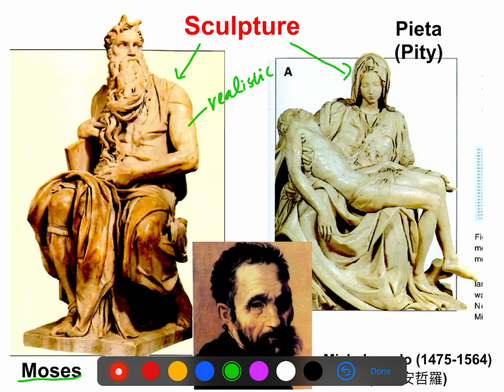And on the right-hand side is the Pieta, or the Pity. It shows Mary and Jesus. Mary is holding the dead body of Jesus. They all look like real human beings, and it was made by Michelangelo.